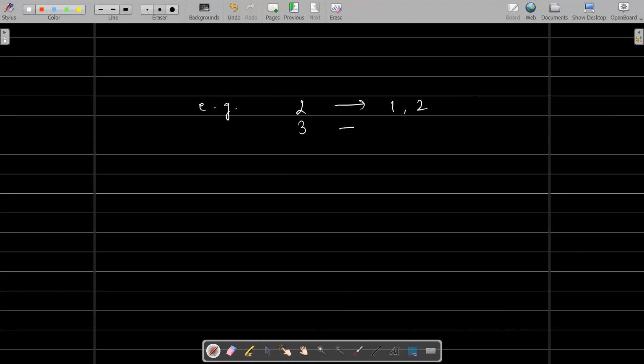Then next, 3. Only divisors are 1 and 3 itself. There is no other divisor than 1 and itself. Okay. 4. For 4, the divisors are 1, 2 and 4. So there is a divisor other than 1 and 4 itself, right? So this is not a prime. Is that okay? Yeah. So let's write precisely the definition.